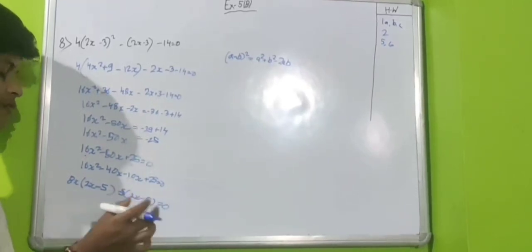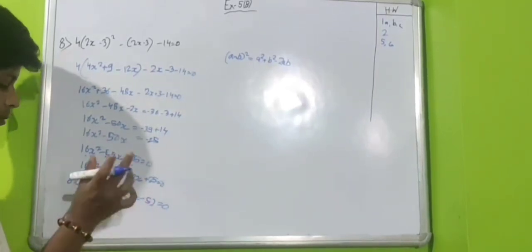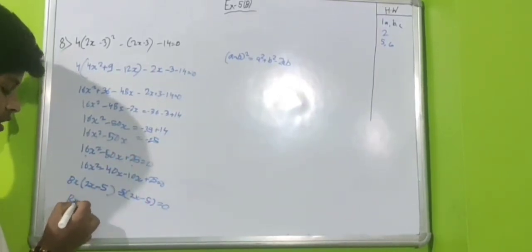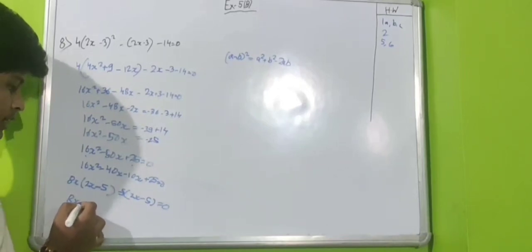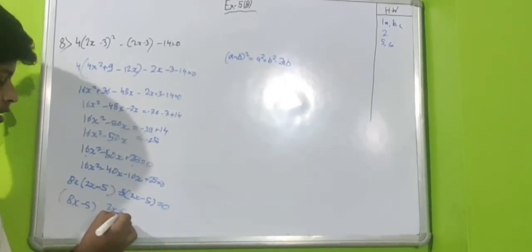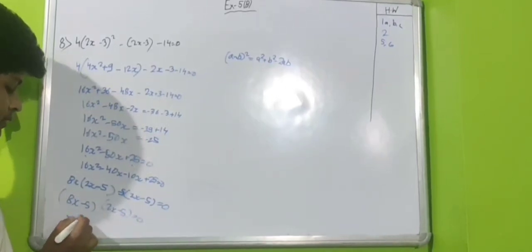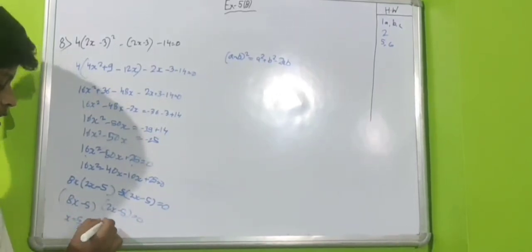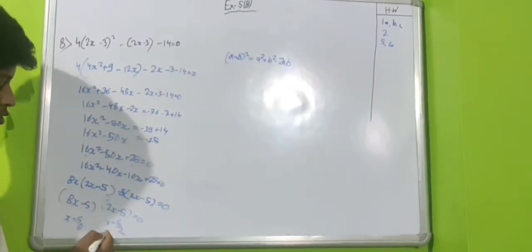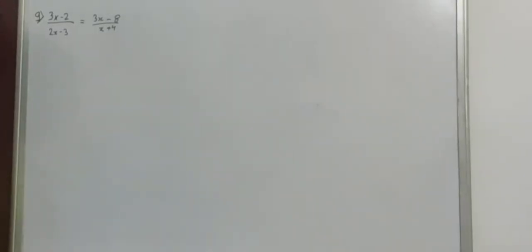Now you have to confirm and make sure that these two roots' values come the same. So we get 8x minus 5 and 2x minus 5 as 0. So here x will be 5 by 8 and here x will be 5 by 2. So both are answers. We will solve number 9.